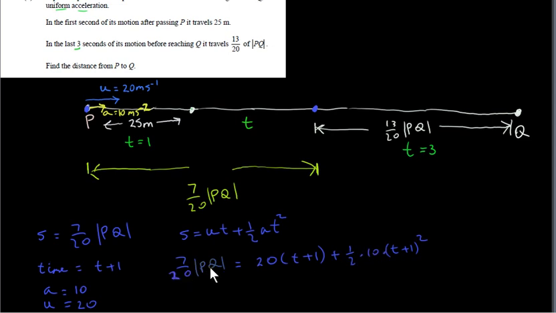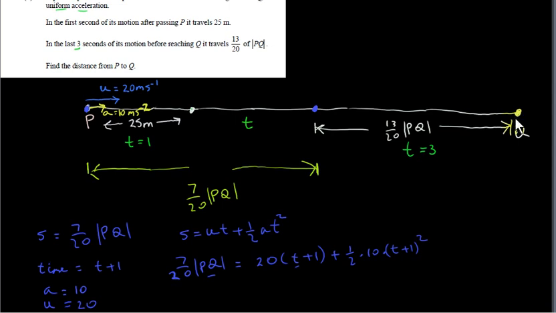So that gives us 7/20ths PQ. Notice that there are 2 unknowns in this equation. The 2 unknowns are PQ and t. So this is one equation with 2 unknowns. We'd have to get a second equation with 2 unknowns. So what we will do is consider the total distance.